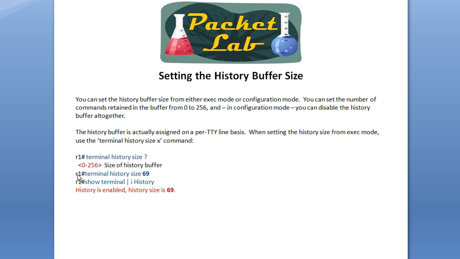You can see here that from exec mode, you use terminal history size, and then you can set it from 0 to 256. In this case, we set it to 69. You can verify what the history size is set to using the show terminal command. Show terminal will give you a lot of output, so here we're piping it and just including the line that has history. Remember, this is case sensitive. We would have caught it with either a lowercase h or an uppercase h, but it says history is enabled, good to know, and the history size is the 69 that we just set it to. So that's one way to verify it.